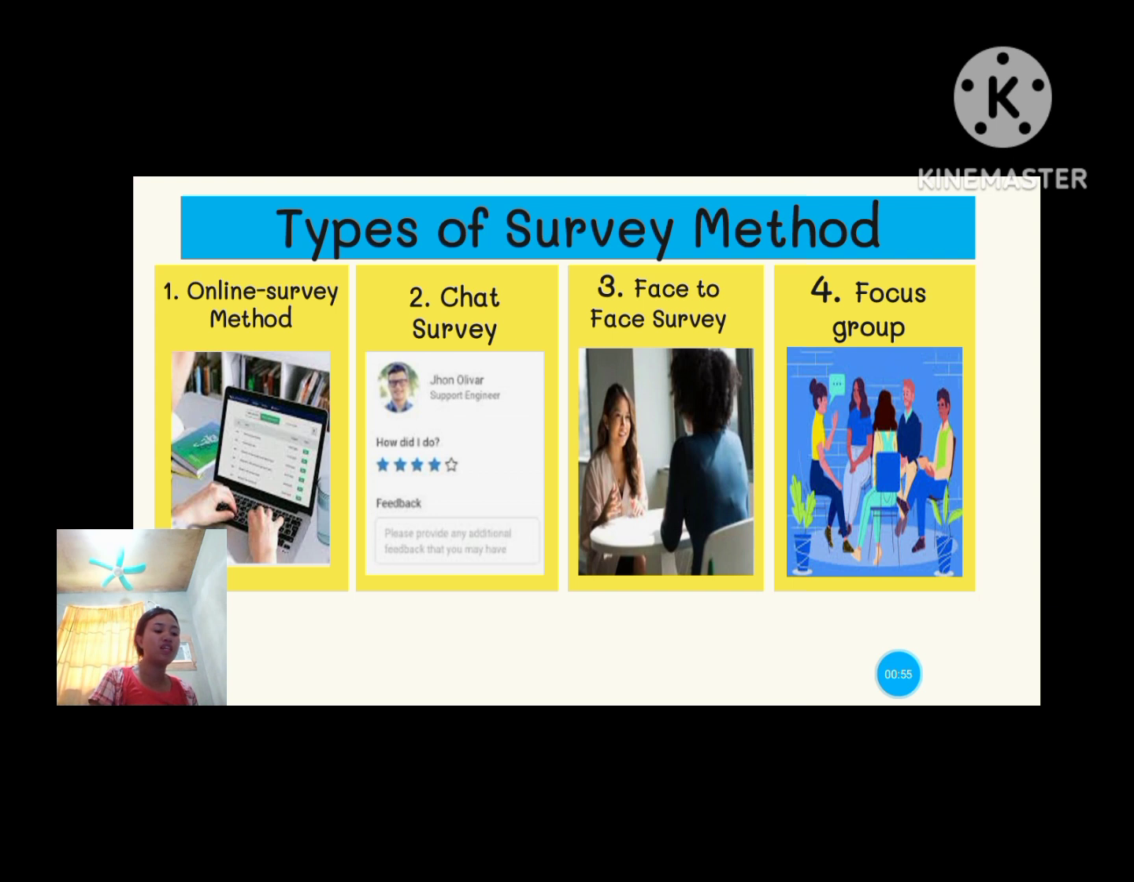Now, let's start with the first survey method, the online survey method. Online survey method is easy to build and share surveys using an intuitive survey builder with different question types, like for example multiple choice, rank based, heat map, rating based, and many more.